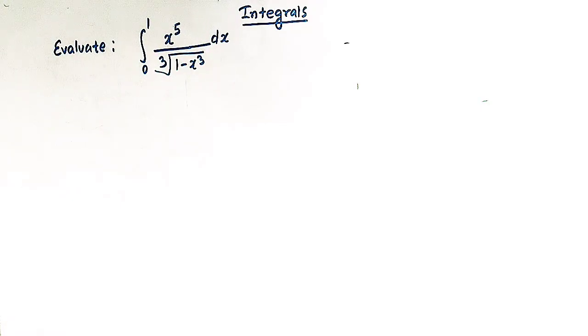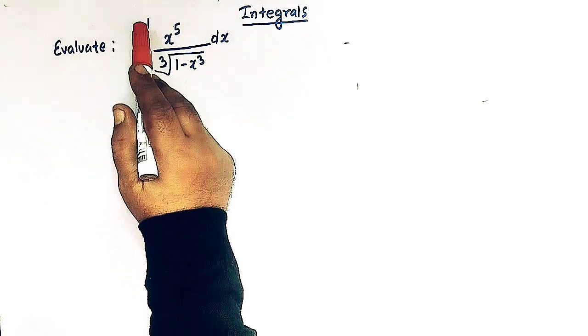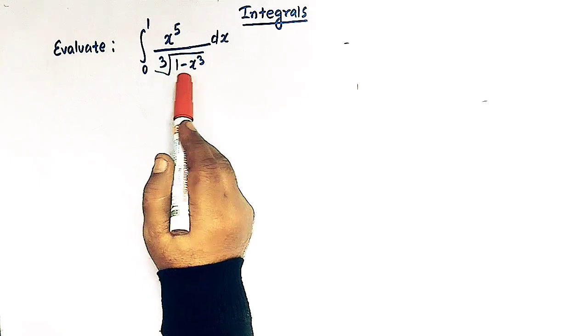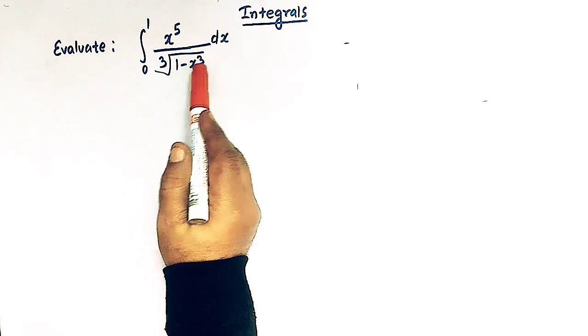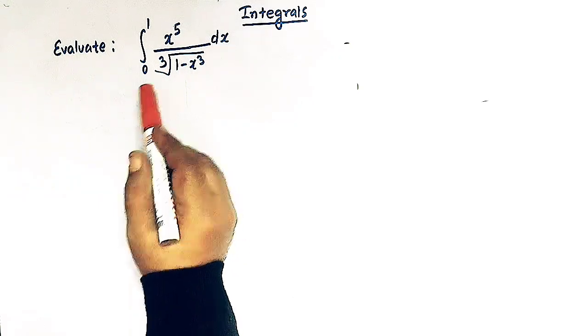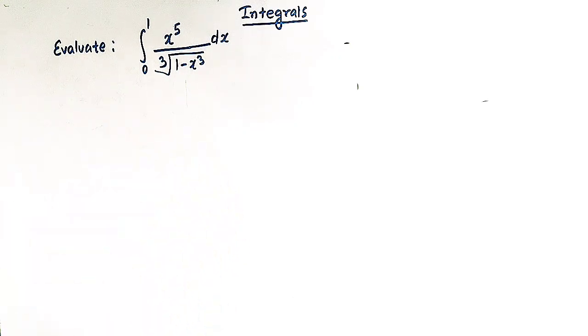Hello viewers, in today's session we are going to discuss another important problem from integrals. In this class we are going to evaluate the integral from 0 to 1 of x raised to 5 divided by the cube root of 1 minus x cube. We'll evaluate this integral with the help of the concept of beta and gamma functions, and before applying them, we'll make use of the method of substitution. So let us start.